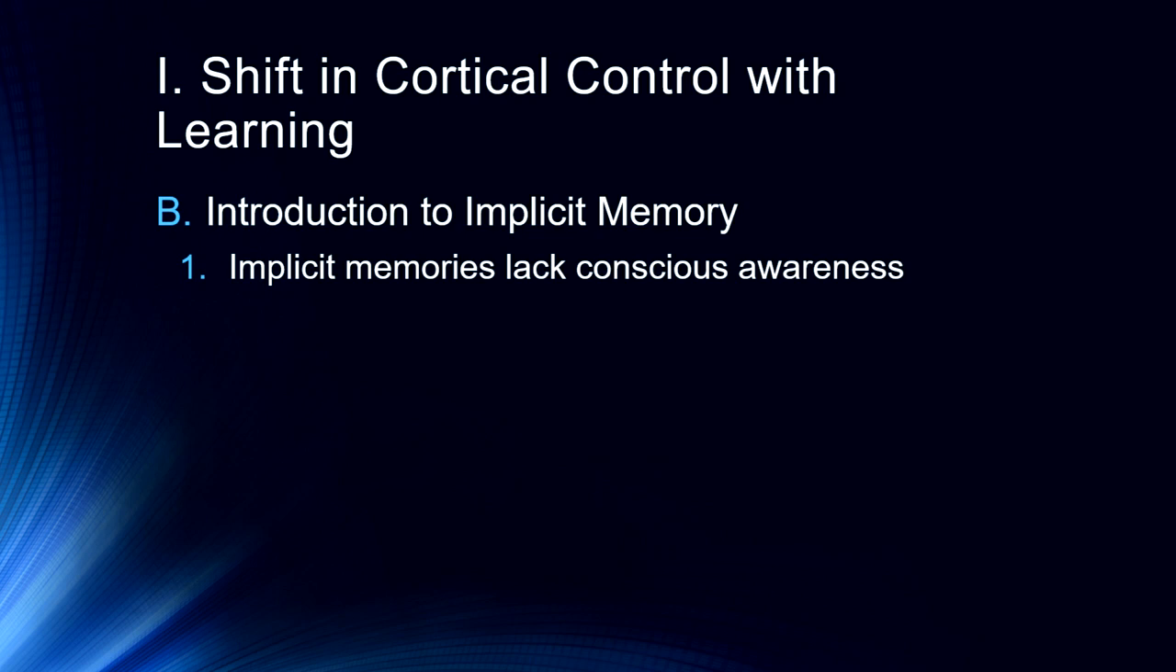Implicit memories are memories that lack conscious awareness. We're not consciously always activating them, or we don't have conscious access to the memory. And there are a number of different kinds of implicit memories, or what Larry Squire calls non-declarative memories. So these include things like skills. Your ability to ride a bicycle, for example, is a great example of an implicit memory. You get on a bike and you ride it. You don't consciously retrieve information about how to ride a bike. And in fact, if you did, the entire time you were riding, you probably would fall over.